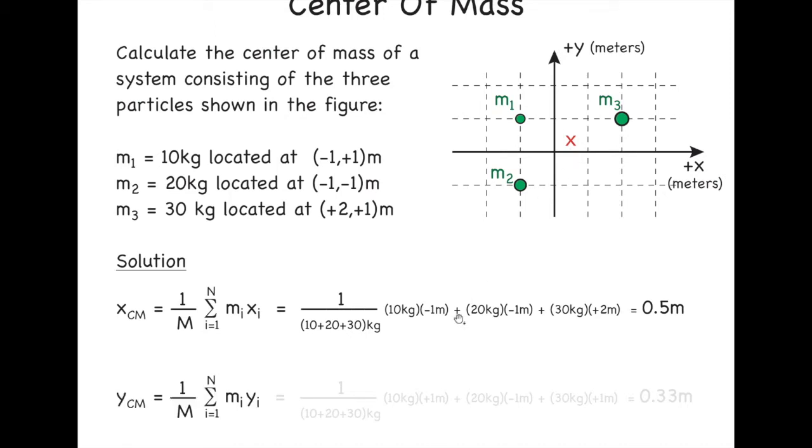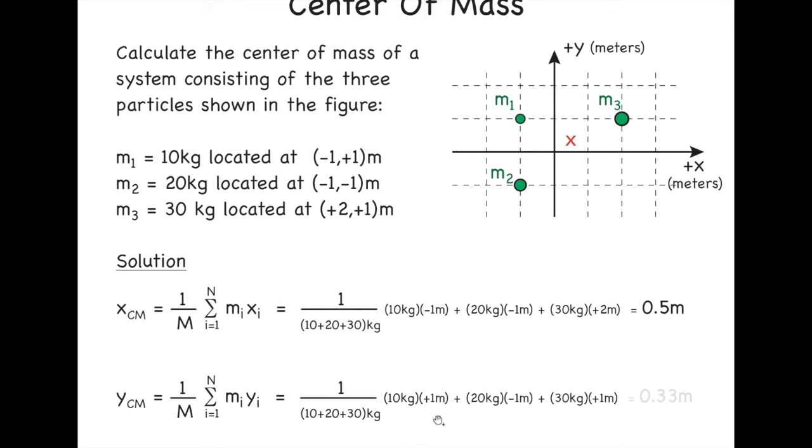The y coordinate for this system is going to be the same formula, but we're going to take the y coordinate in the product now. So we have, again, 1 over 10 plus 20 plus 30, which totals 60 kilograms. This time times 10 kilograms times +1 meter in the y, 20 kilograms for M2 times -1 meter, and 30 kilograms for M3 times the fact that it is +1 in the y direction.